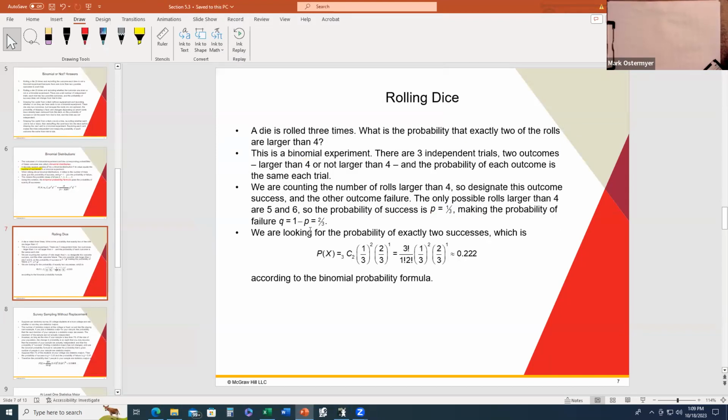All right, here's an example. Suppose we have a fair die, and we roll it 3 times. What is the probability that exactly 2 of the rolls are larger than 4?